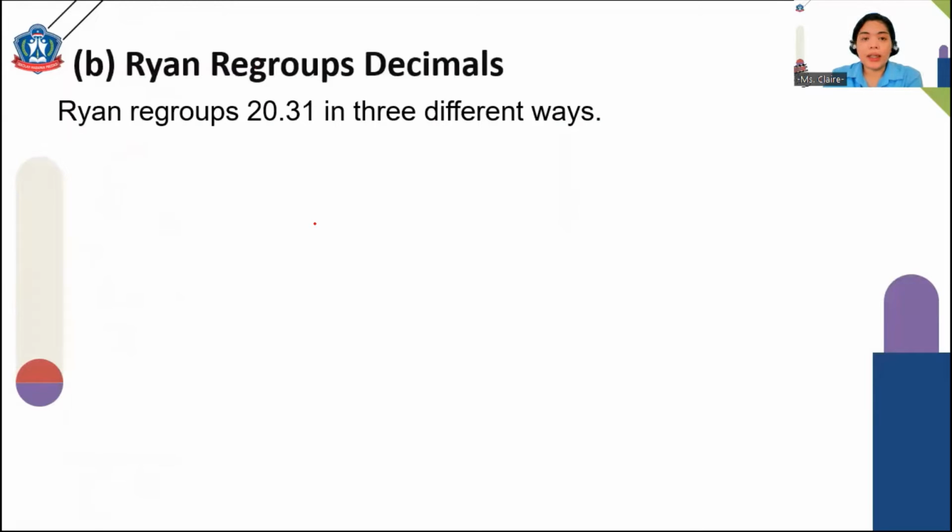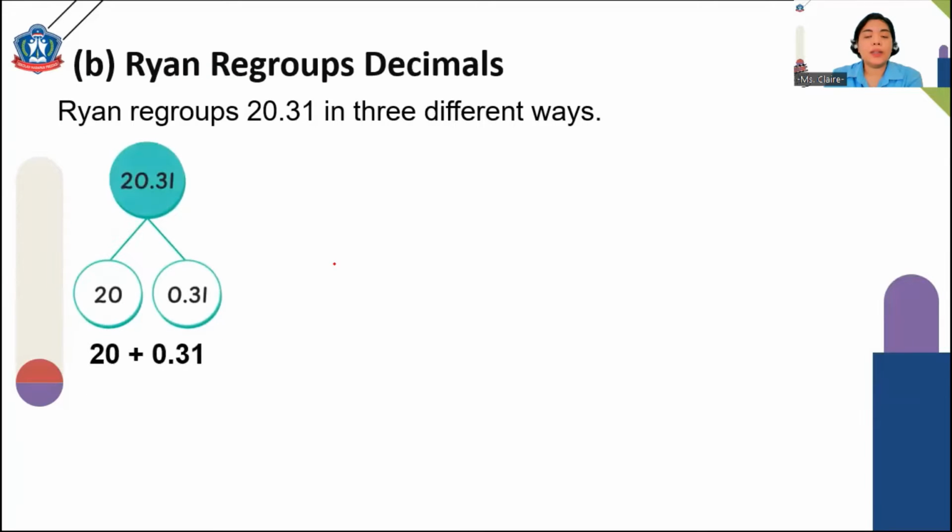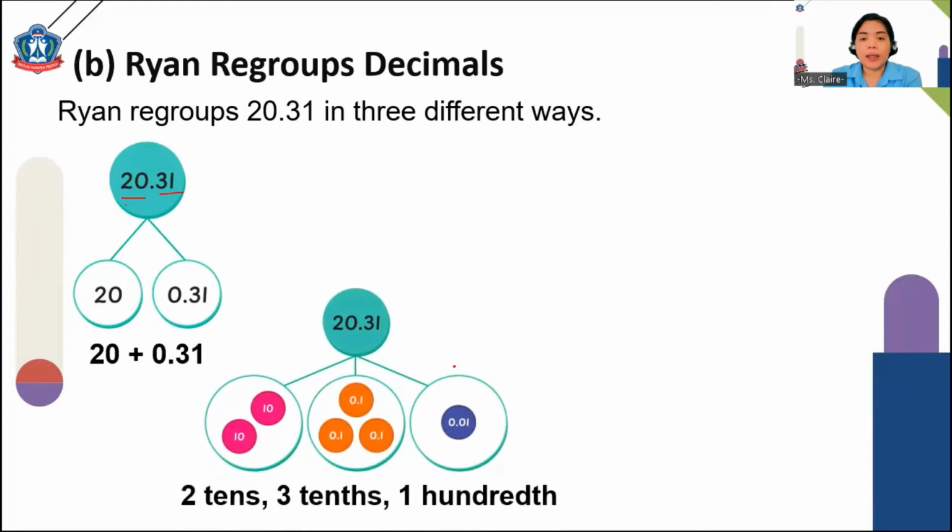Another, how to regroup decimals. There are 3 different ways on how to regroup decimals. The first one is we need to separate the whole number and the decimal. So we have 20.31, so we separate 20 and 0.31. The second way to regroup decimals is by separating its place value. We have the tens, the ones, the tenths, and the hundredths. See that we have 0 for ones, so we will only separate the 2 tens, and that is 20.